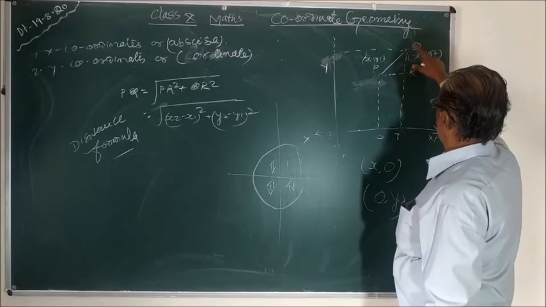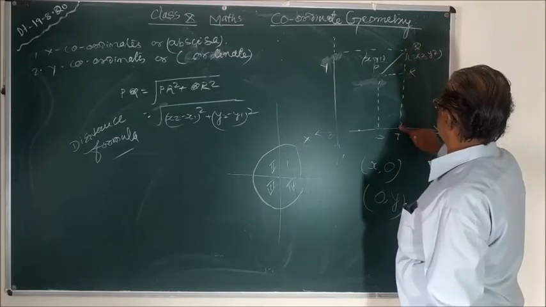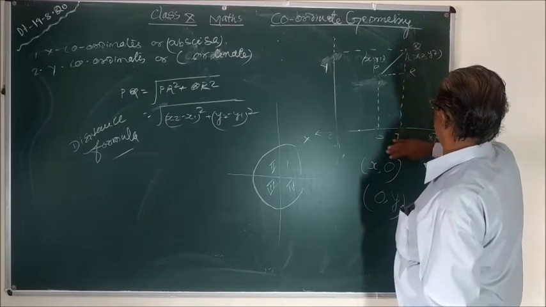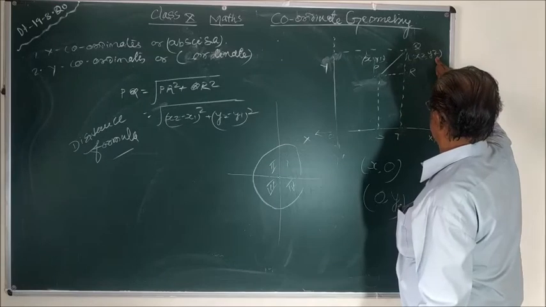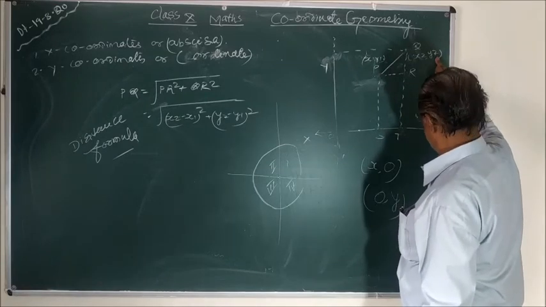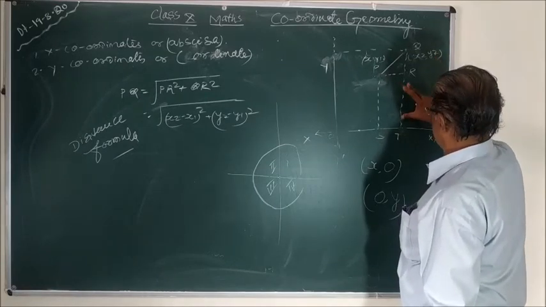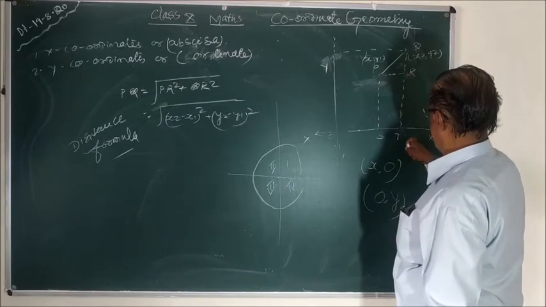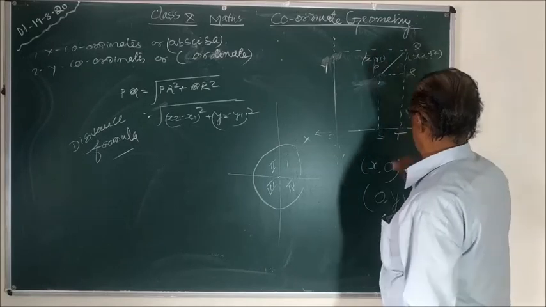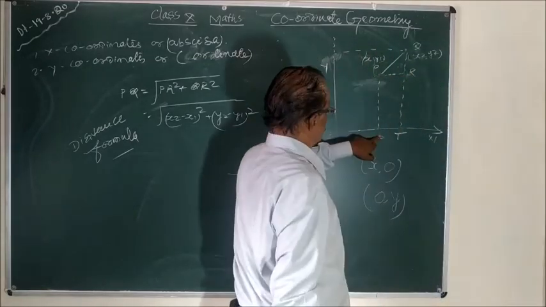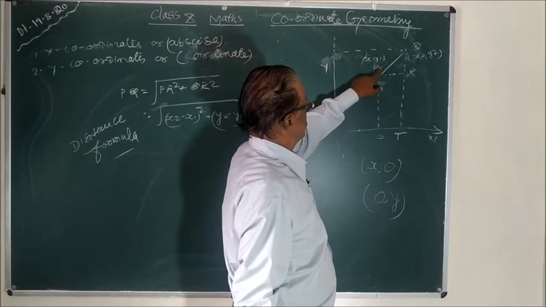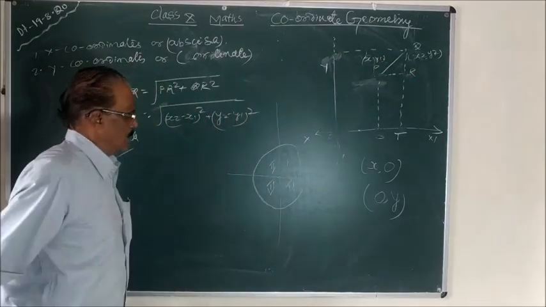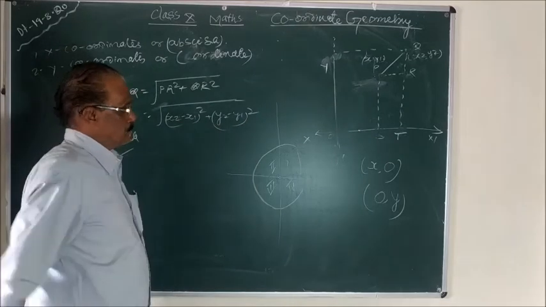OR means OT minus RT. OT is the distance of point Q from the y-axis, which is y2, and RT is the distance of the point P, which is given as y1. So it is y2 minus y1. This is the formula. You can use this formula.